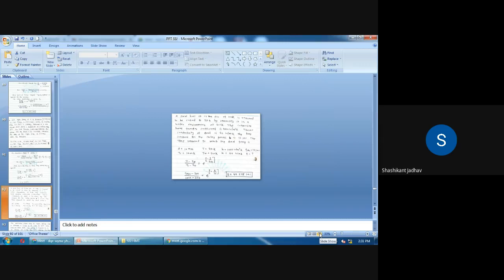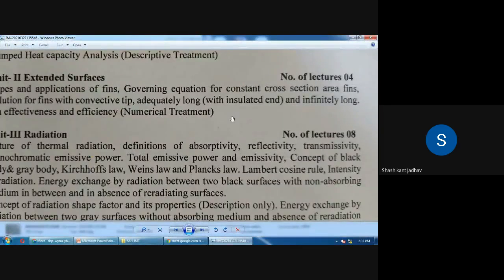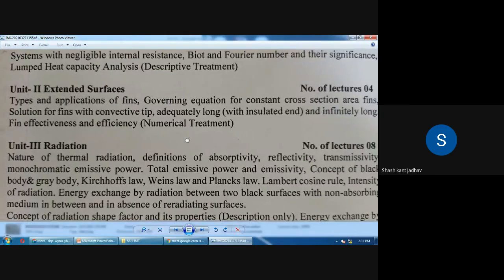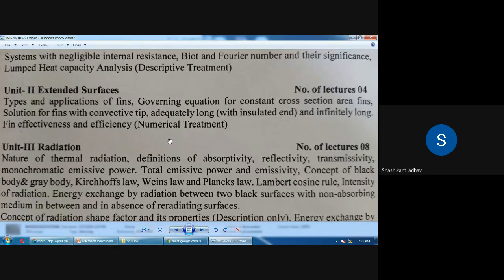Now we have to start unit number 2, that is extended surfaces. All of you write down unit number 2, extended surfaces, and first write down the syllabus of unit number 2.